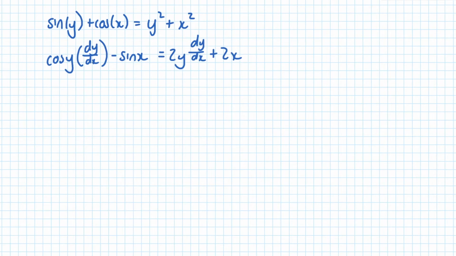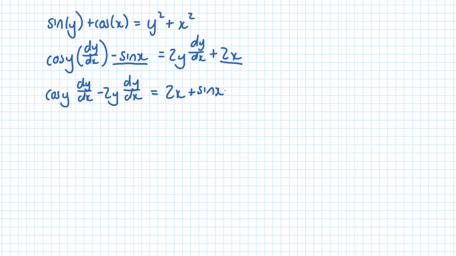Now notice how I've got dy by dx on both sides. So let's move them both to the same side. So I'm going to have cos of y times dy by dx minus 2y times dy by dx. And that's going to equal 2x, which is that term over there. And let's move that minus sine x to the right hand side. So that's going to be a plus sine of x.